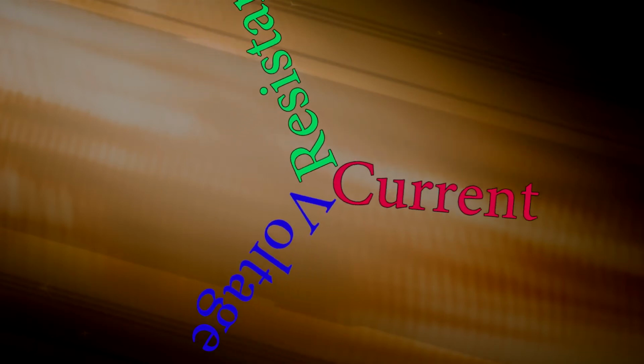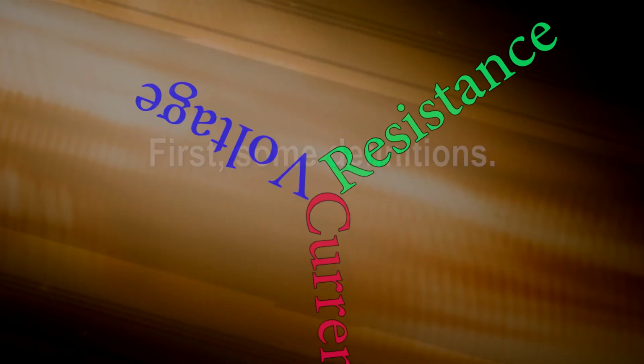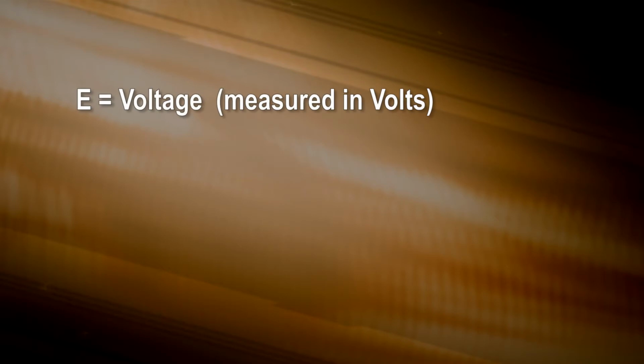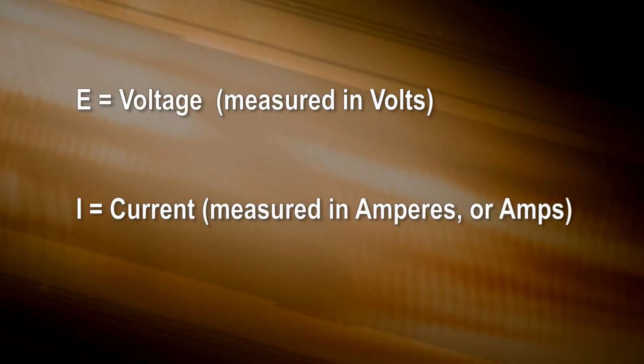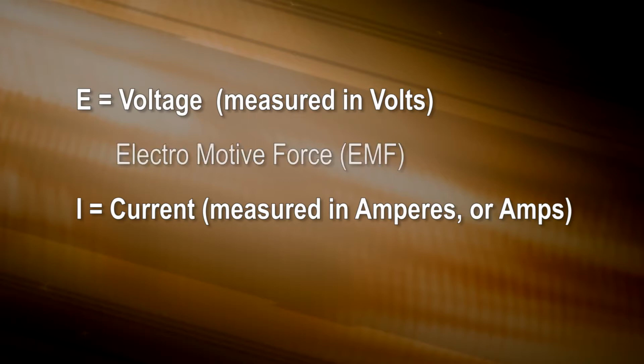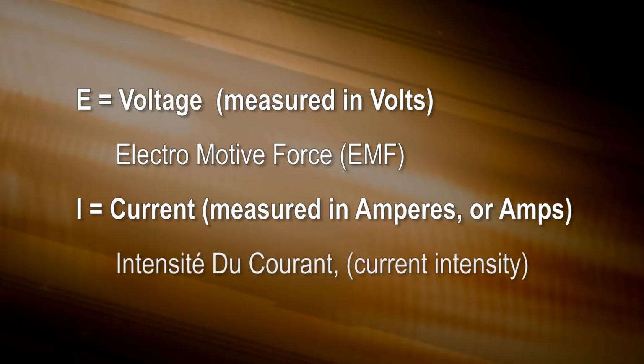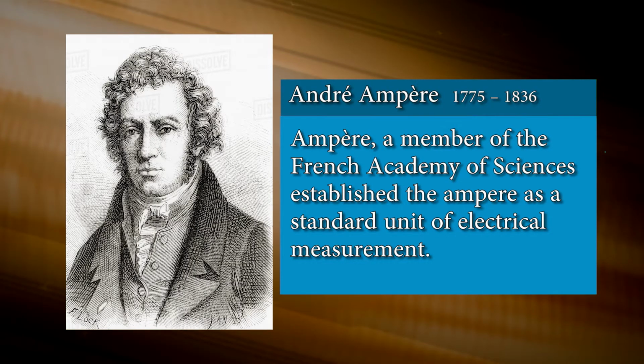We're going to limit our discussion to DC circuits here. A quick matter of definition. Voltage is traditionally given the variable E, and the current the variable I. Why E and I for voltage and current? Voltage, represented by E, stands for electromotive force. The variable I for current originated from the French phrase for current intensity. The I symbol was used by André Ampère, after whom the unit of electric current is named.